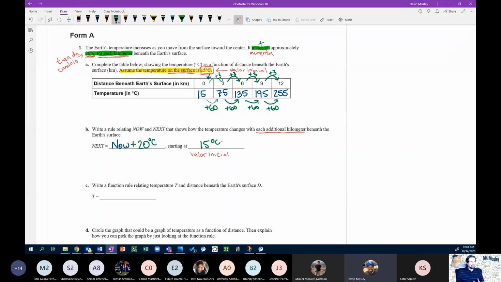This now next rule shows how the temperature changes with each 1 kilometer beneath the Earth's surface. If I start at 15, yes, Shenli, thank you, and I add 20, that will tell me the temperature at 1 kilometer below the surface. If I add another 20, that's the temperature at 2 kilometers below the surface.